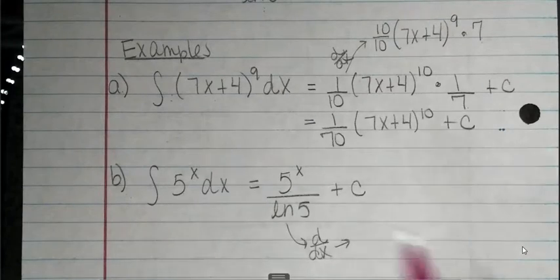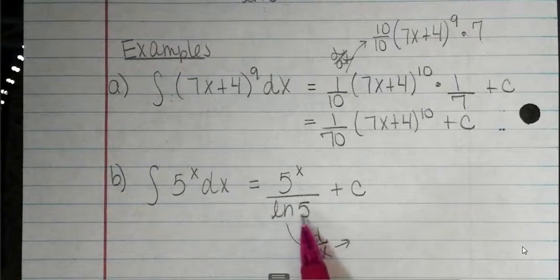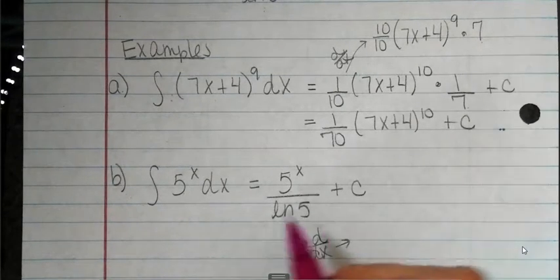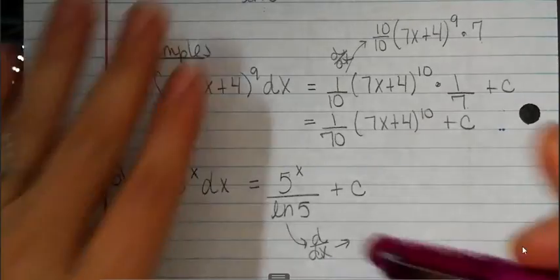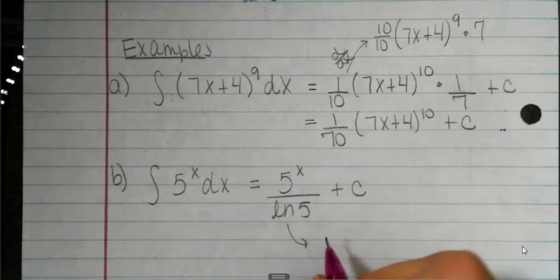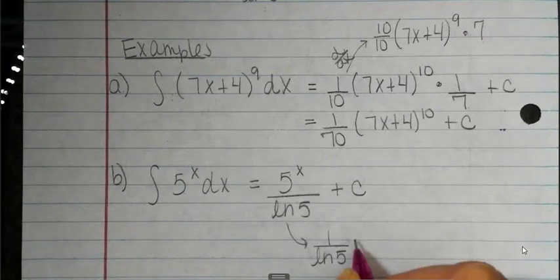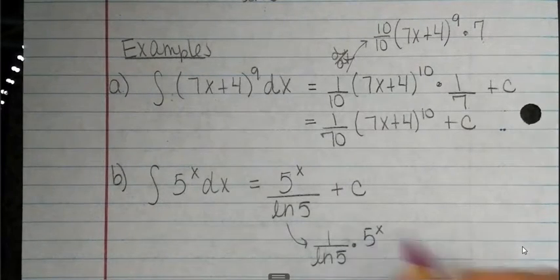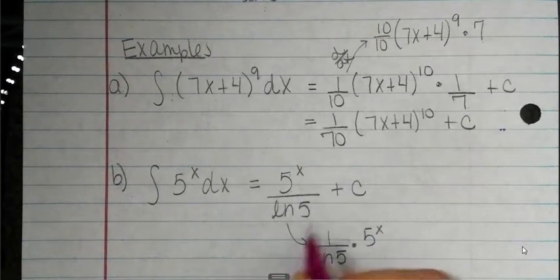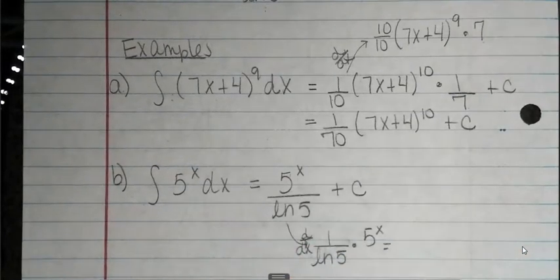Let's try that. Let me first rewrite this, because you need to realize that ln of 5 does not have a variable in it. So it's really just a constant or a coefficient, right? So before I take the derivative, let's not take the derivative yet. I'm going to write this as 1 over ln of 5 times 5 to the x. Okay, so now I'm going to take the derivative of that. So I can just write derivative with respect to x of that.